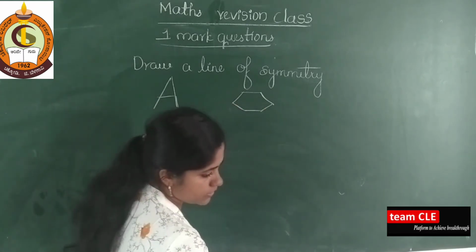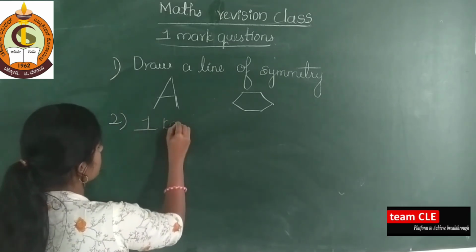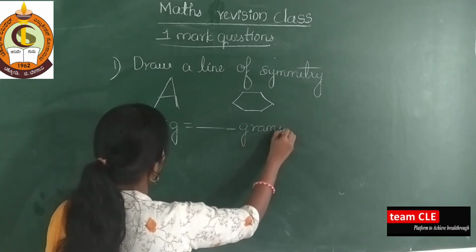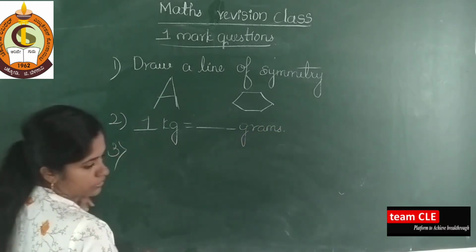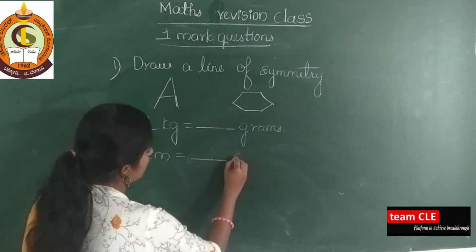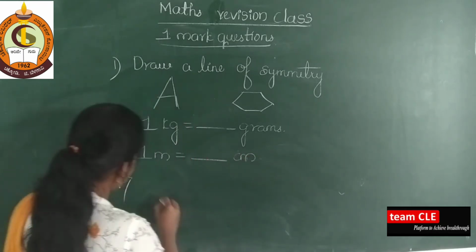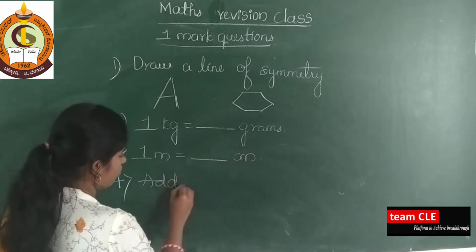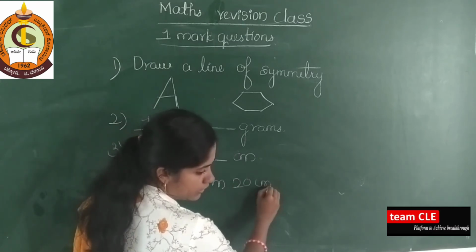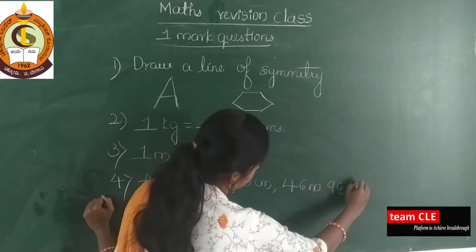Next, the second question is 1 kg is equal to dash grams, and this question is related to metric measurements. Next, third question is 1 meter is equal to dash centimeter. Fourth question is add 125 meter 20 centimeter and 46 meter 96 centimeter.